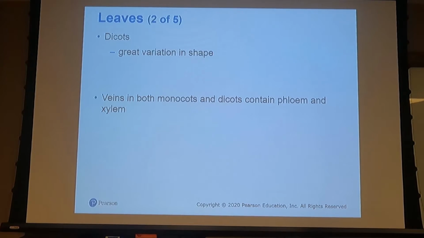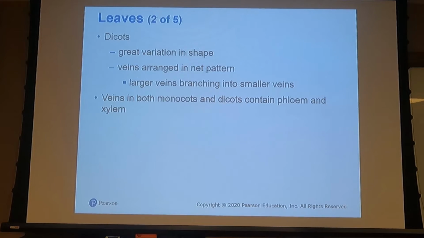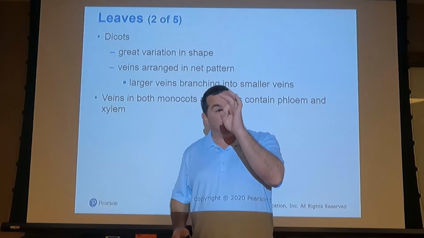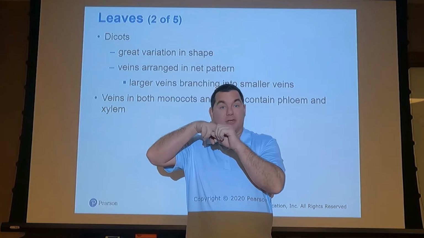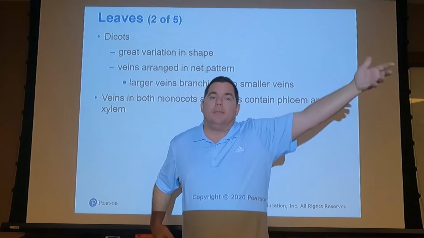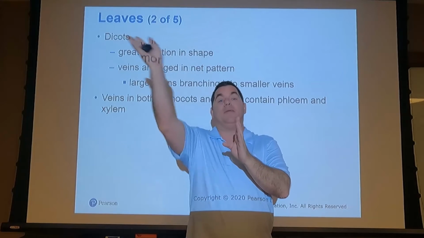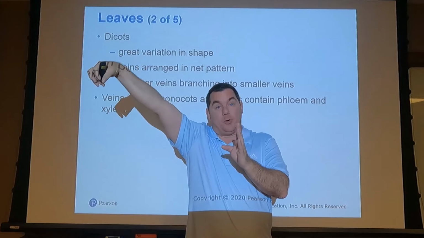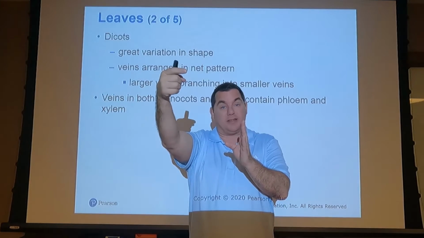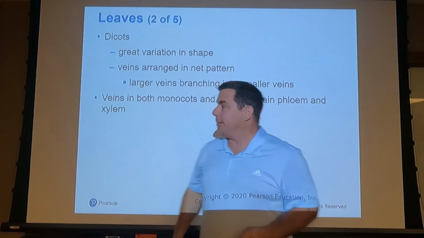But in dicots, you're going to find variation in shape, and they typically have a netted pattern. So large veins that branch into smaller veins. Each of those veins both contain phloem and xylem, because how else is anything going to transport? So within the vein, we're also going to have vascular tissues and vascular bundles that are connected to the xylem and the phloem inside the stem. So the stem is going to grow up and then branch out into the leaf. The leaf is going to perform photosynthesis and transport those nutrients and photosynthates back to the stem, back down the plant.